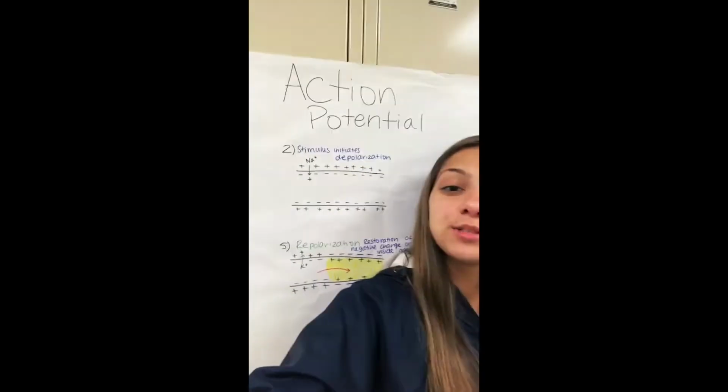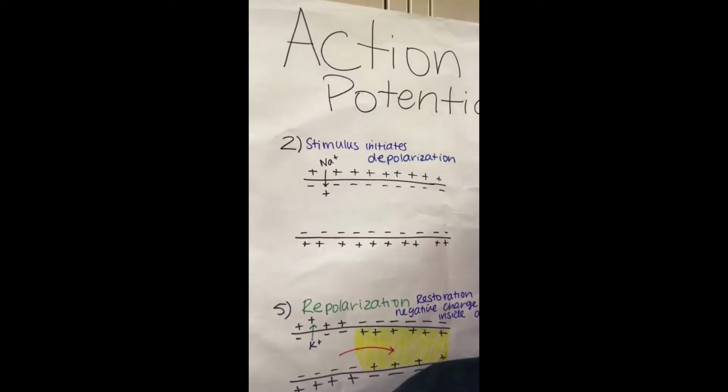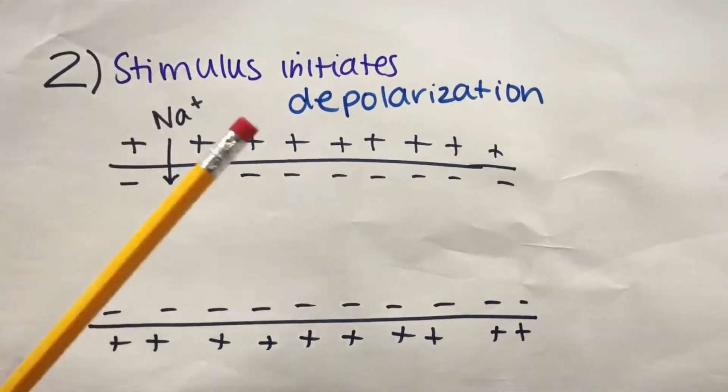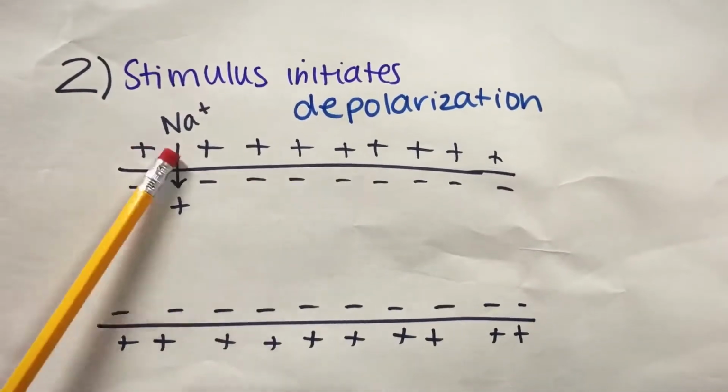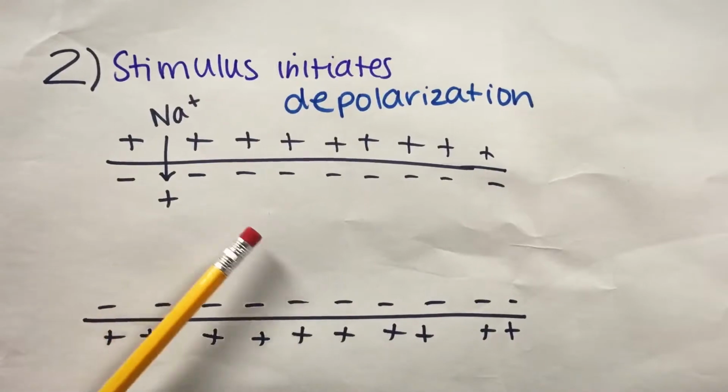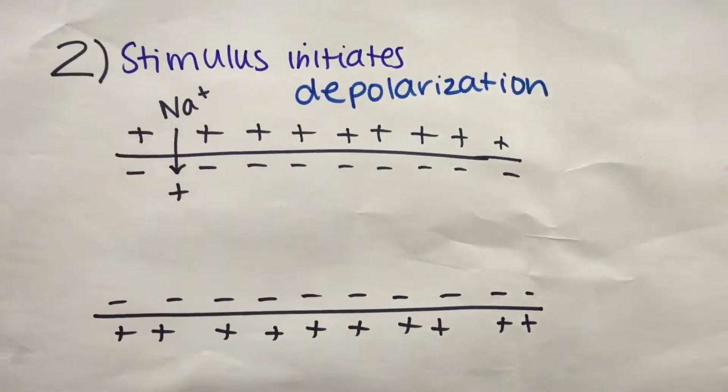The second step of action potential is when the stimulus initiates depolarization. The stimulus initiates depolarization, which means the sodium ions will start to flow into the membrane and the positive potassium ions will start to move out of the membrane.